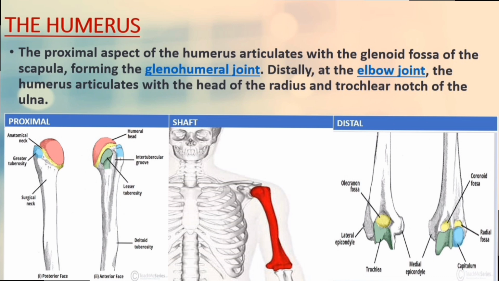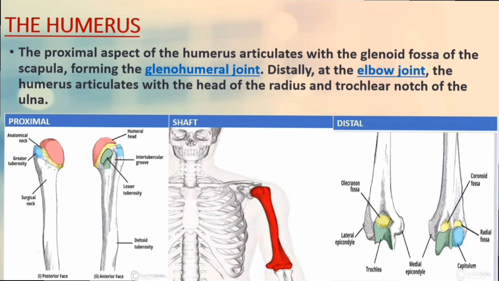Distally, the trochlea is located medially, and extends onto the posterior aspect of the bone. Lateral to the trochlea is the capitulum, which articulates with the radius. Also located on the distal portion of the humerus are three depressions, known as the coronoid, radial and olecranon fossae. They accommodate the forearm bones during flexion or extension at the elbow.